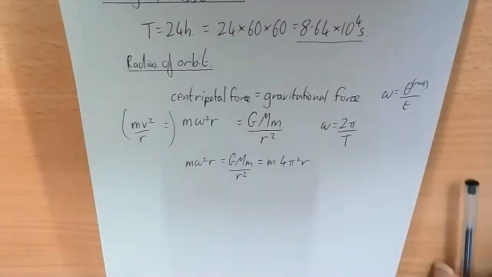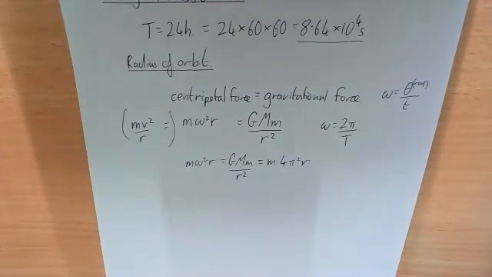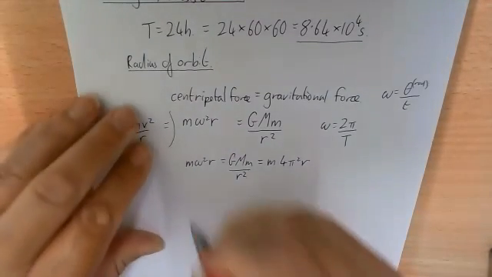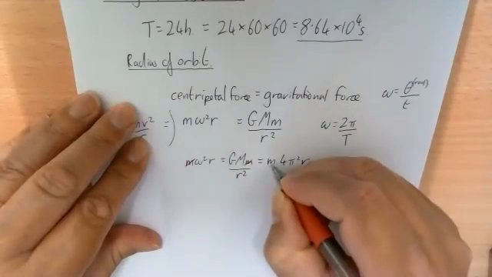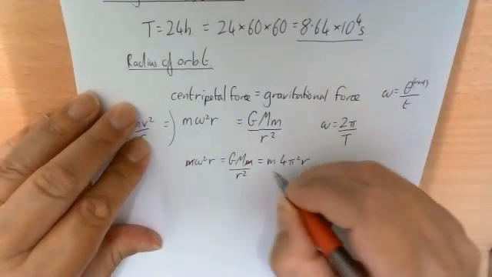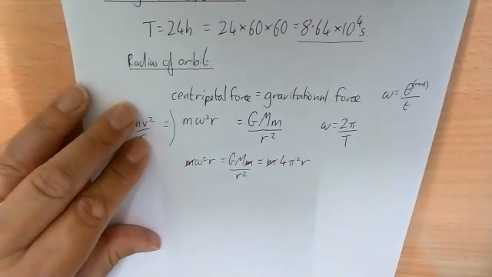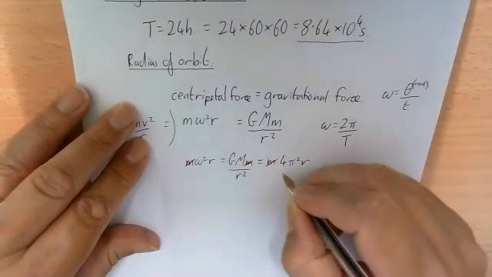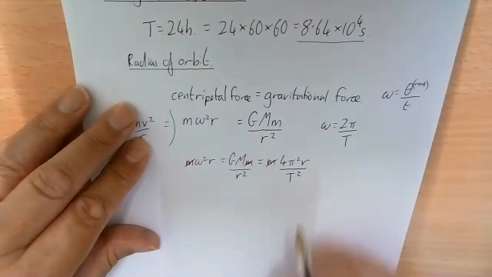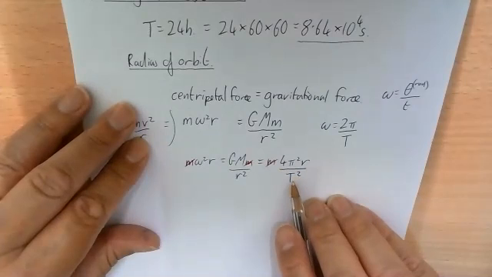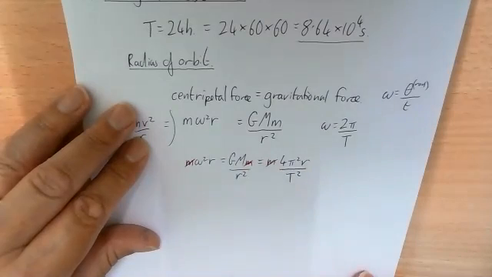So we can see straight away from this that the masses cancel. The mass of the satellite cancels. A lot of people think that heavier satellites have to go faster or slower or something like that. It's not true. For a given radius of orbit, the things that actually affect it are the time period and the mass of the thing that's being gone around, that's the mass of the Earth.